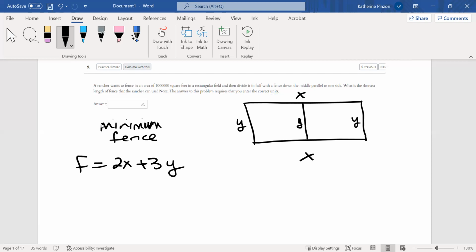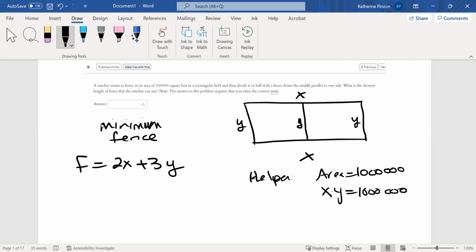How do you find the minimum of something? You take the derivative and set it equal to 0. The problem is that this guy has too many variables in him, so we need a helper so that we only have one variable. What haven't I used yet? Area. The helper is that the area is 1 million. How do you find the area of this rectangle? X times Y is 1 million.